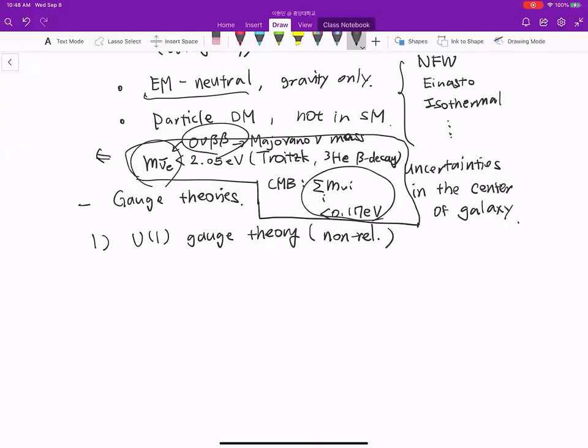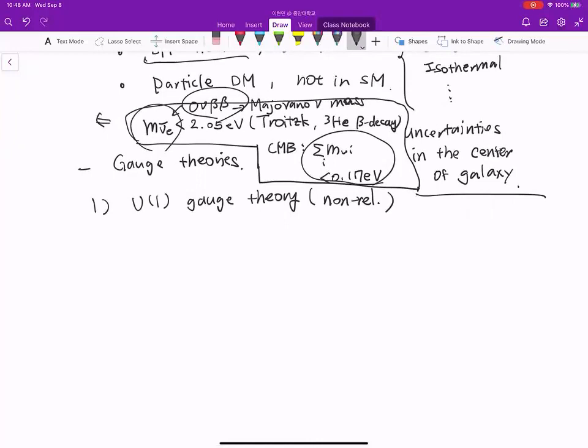In the future, the KATRIN experiment will have a better precision, similar to the CMB, around 0.2 electron volts, so I think they will be interesting. In any case, let me go to the non-relativistic version of gauge theory.